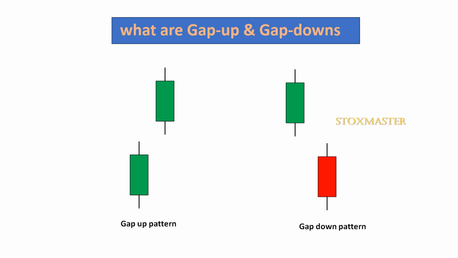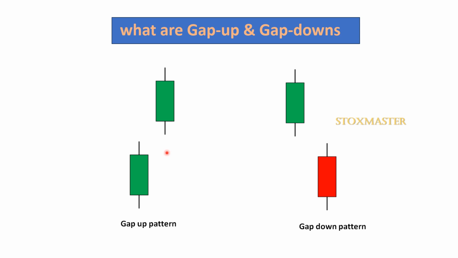Today, we are going to learn a very interesting topic in the stock market: gap up and gap down. Here, these are the two candles. This is the first day candle, and this is the second day candle. Whether the candle is green or red, whatever the color may be, this is a very important concept.